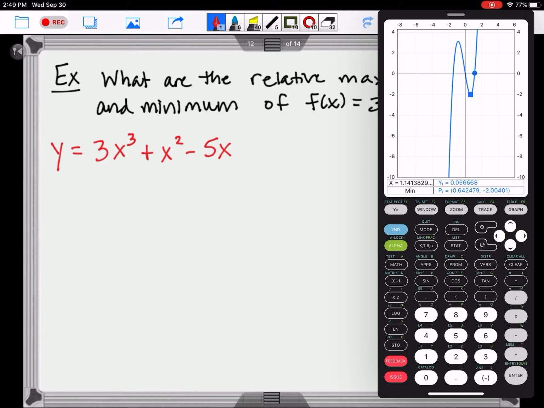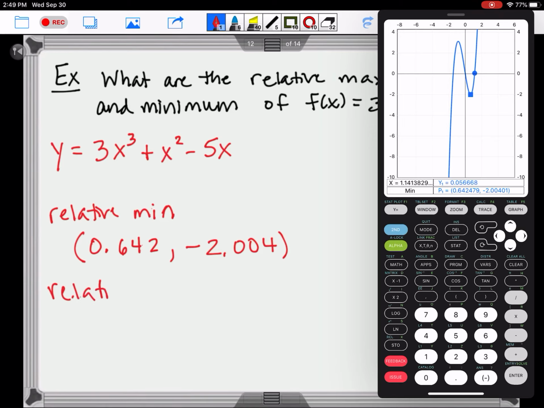So here's what I know, that I have a relative minimum at the coordinate 0.642 and negative 2.004. Now, I also see that I have a relative maximum. So we're going to calculate the max.